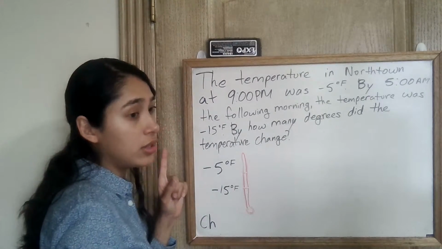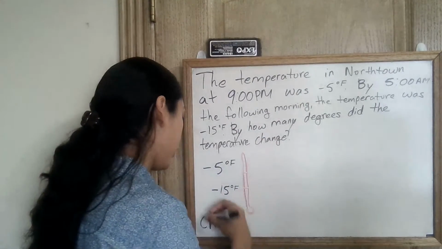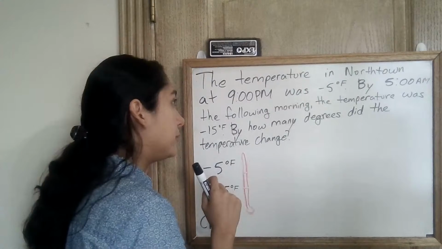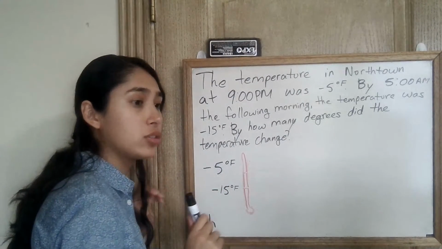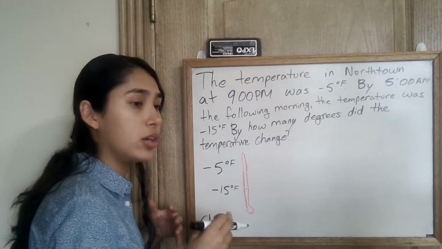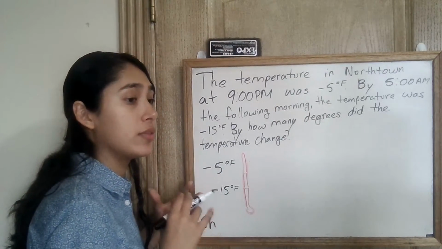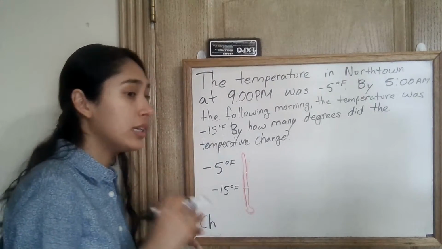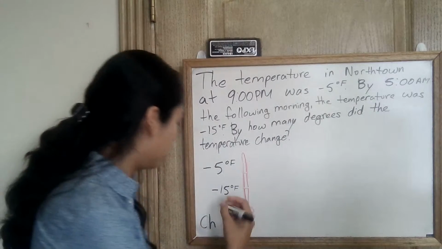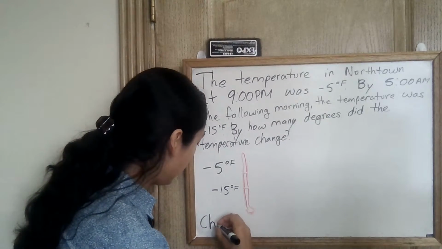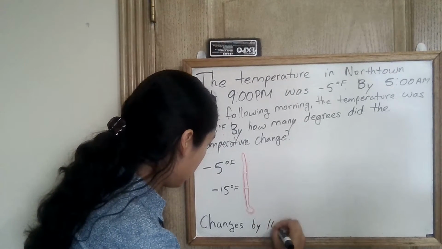It might even, on the exam, ask you what might be the equation that you use to solve for this. This becomes particularly important whenever you're trying to solve systems of equations later on as we get into applying polynomials and systems of equations. So this is a skill that needs to be developed. So, changes by 10 degrees.